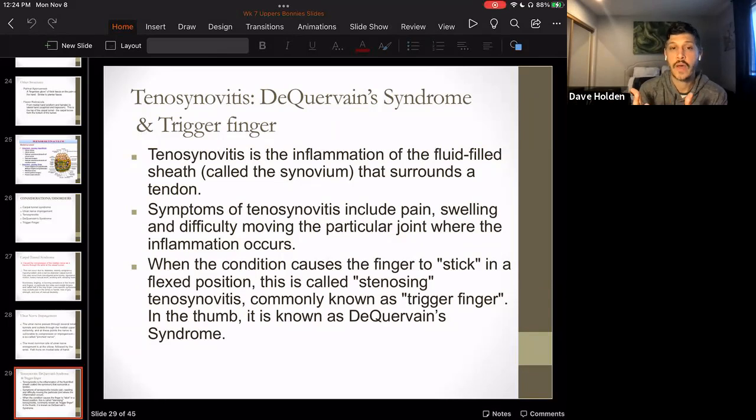Symptoms include pain, swelling, and difficulty moving the joint because the tendon is becoming compressed. This can cause a finger to stick in a flexed position. This is called stenosing. So the finger gets stuck in a flexed position. This is also called trigger finger. Happens a lot of times from people that shoot guns a lot. But if it happens in the thumb, and now the thumb is stuck in a flexed position, this is de Quervain's syndrome, named after the guy who first described it, of course. So de Quervain's is the thumb. Otherwise, it's usually called trigger finger.